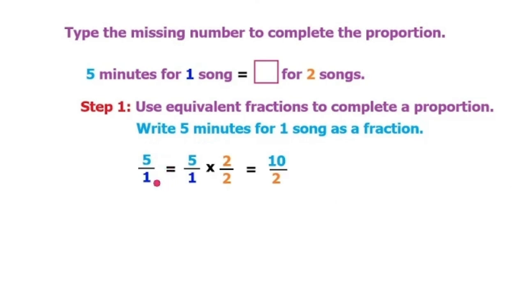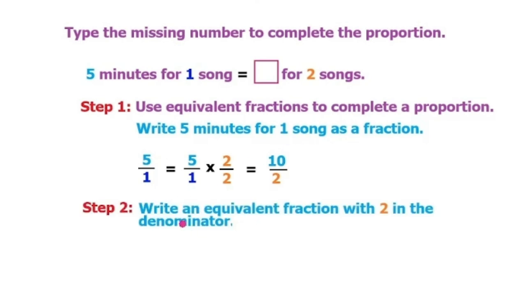So we have 5 over 1, and then what we have to do is we write an equivalent fraction with 2 in the denominator. So what we have to do is multiply this 5 over 1 times 2 over 2. And we know that 2 over 2 is basically equal to 1, so we're not really changing this fraction at all. We're changing it into an equivalent fraction, which is 10 over 2, because 5 times 2 is 10, 2 times 1 is 2.